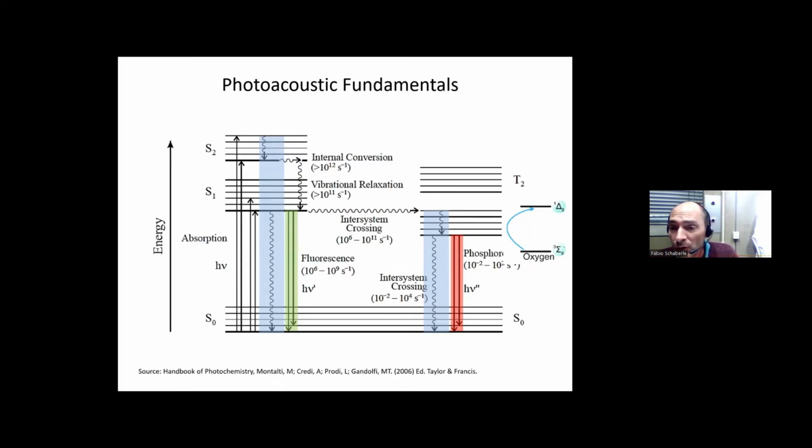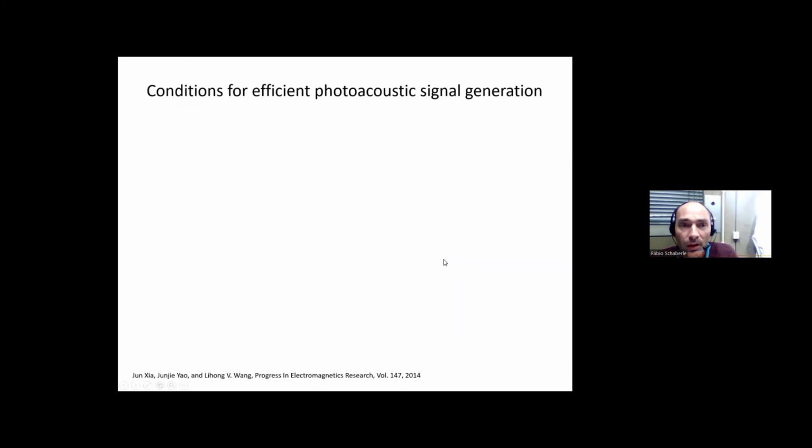So this is good because we can study molecules that have fluorescence and molecules that are applied for phototherapies, for example, or they have other applications. But to work as a contrast agent, for example, the best case scenario is this of non-radioactive decays in blue here. So what are the conditions for efficient photoacoustic signal generation?